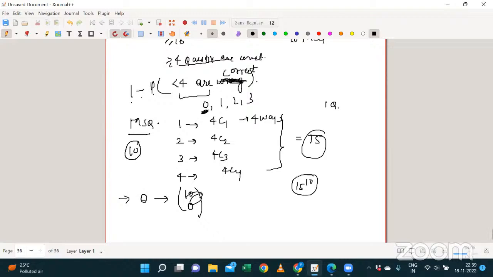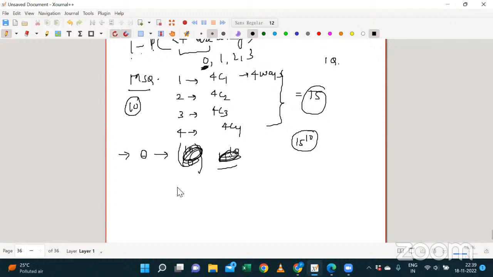One second. 0 questions correct means no questions correct. So I have total 10 questions, I can say 10C0. And for one question being correct, how many ways do we have? 10C1. No, I'm saying for a single question being correct, how many ways do we have? One. In how many ways can a question be correct? One.